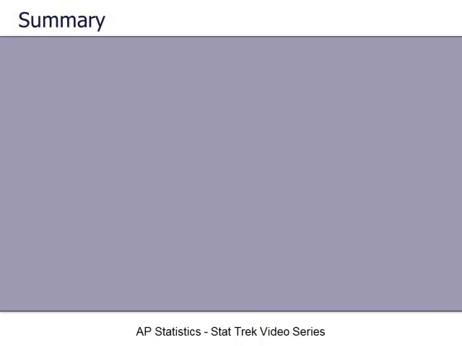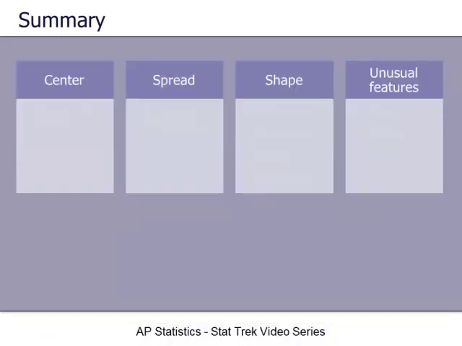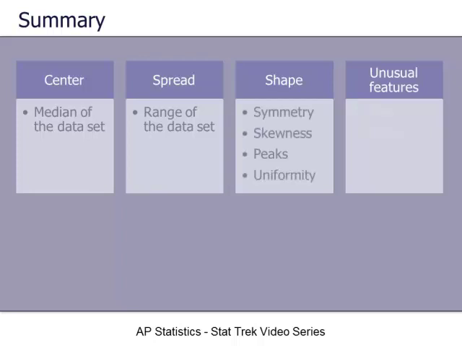Let's summarize. Graphic displays of quantitative data are commonly described in terms of 4 characteristics: center, spread, shape, and unusual features. The center of the distribution is located at the median of the data set. The spread of the data set refers to the variability of the data set as indicated by its range. The shape of the data set is described by four properties: symmetry, skewness, number of peaks, and uniformity. And gaps and outliers can also be useful in describing patterns of data.